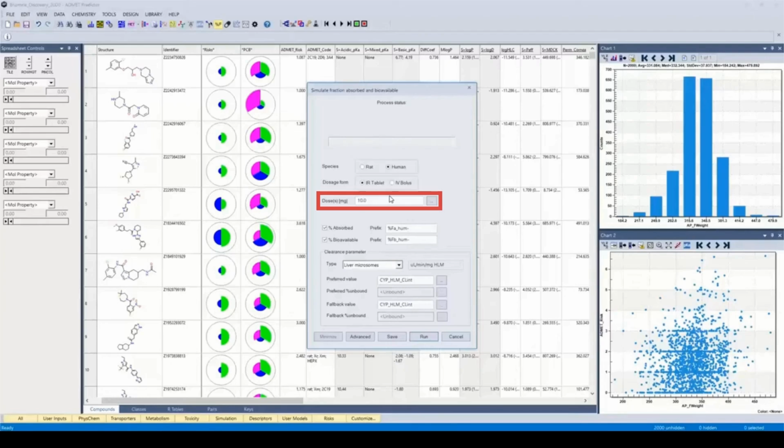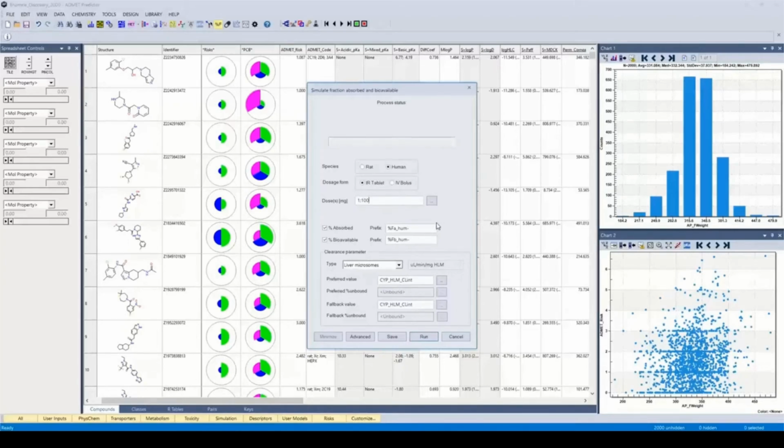Now for doses, it's a little bit different. By default, the software has a 10 milligram dose entered. Notice that you can, of course, change that, but you can also enter multiple doses. So should we desire to run multiple doses, which we're going to do, we're going to take 1 and 100 milligram doses. You can just enter these two numbers separated by semicolon, no space.